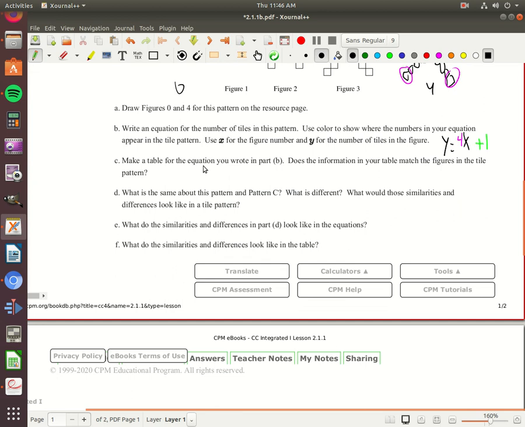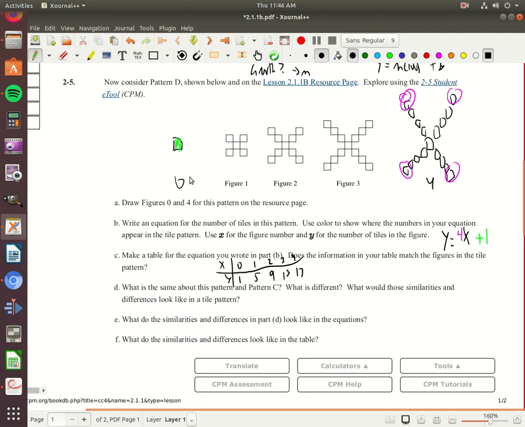So make a table for the equation you wrote in part B. Does this information in your table match the figures in the pattern? So what we'll do is we'll say x and y. 0 should have 1, 1 should have 5, 2 should have 9, 3 should have 13, and 4 should have 17. Well, does this make sense? Figure 0 has 1, figure 1 has 5, 2 has 9, 3 has 13. 4, 8, 12. Yeah, okay. And 4 has 17. So we do think so.